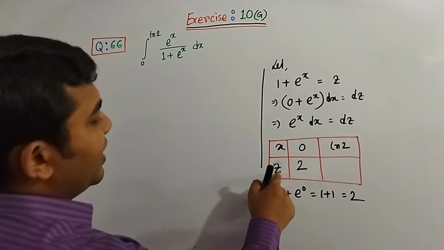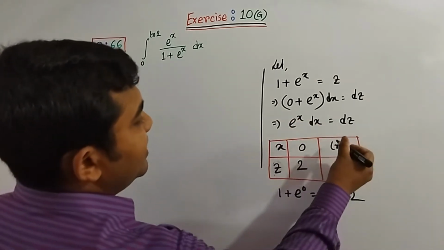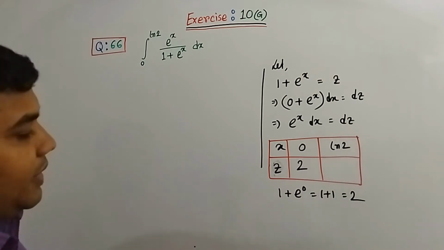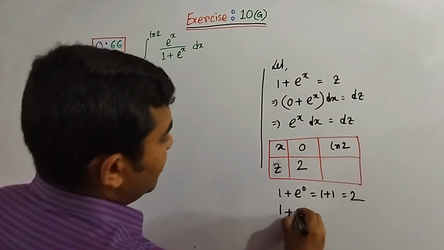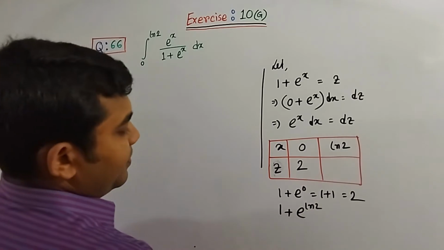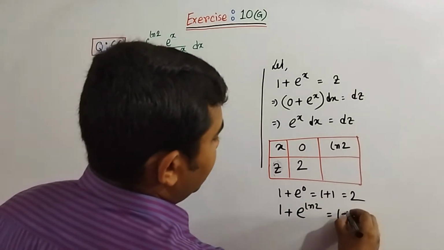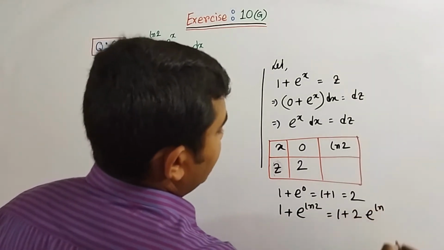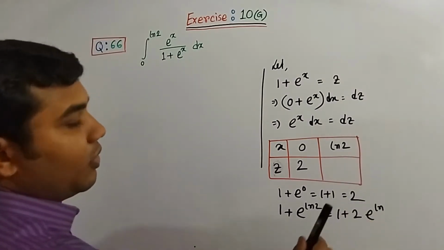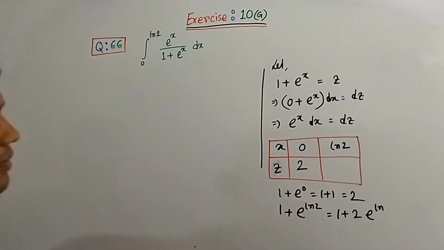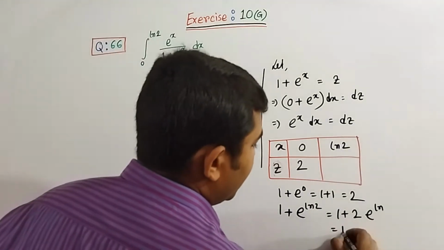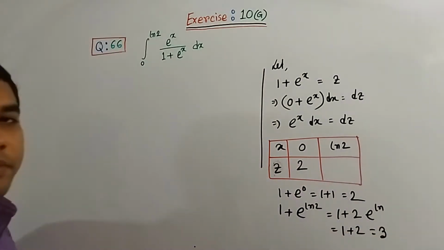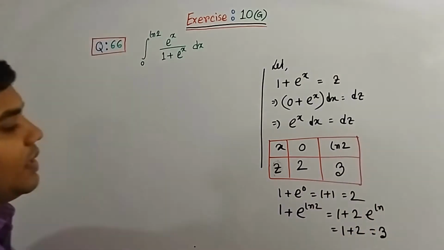Now the value of x, if it is ln 2, then what will happen? If it is ln 2, then we will get 1 plus e to the power ln 2, and this is 2, because e to the power ln 2 is always 2. So what can we find from here? Any idea? Exactly, so it must be 2, so 1 plus 2 should be 3. Clear? So dear students, we finally get 3.